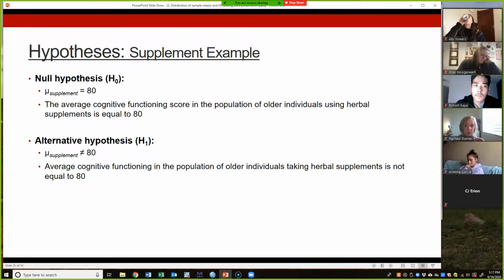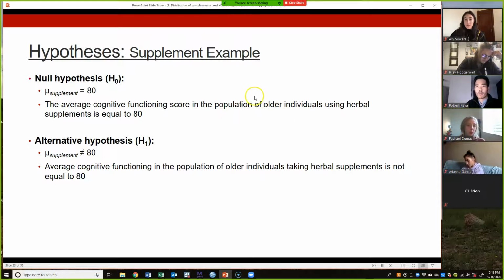Okay, so this is stating it in statistical notation. In words, I might say the average cognitive functioning score in the population of older individuals using herbal supplements is equal to 80. Here I'm just identifying my intended population, the population that I'm trying to draw inferences about. The alternative hypothesis is that the average cognitive performance is not equal to 80. It's just some value that's different than 80. In words, average cognitive functioning in the population of older individuals taking herbal supplements is not equal to 80.